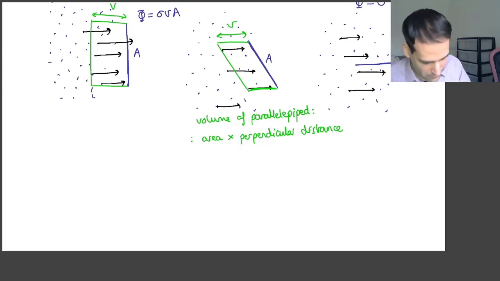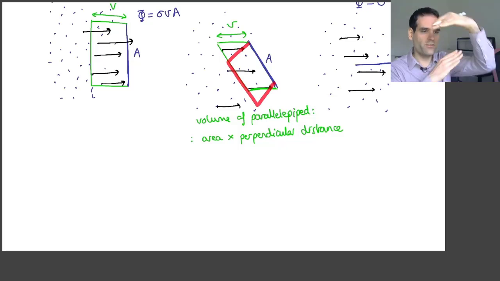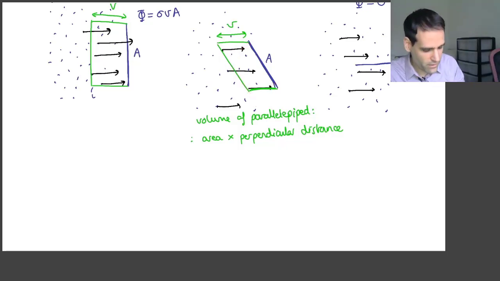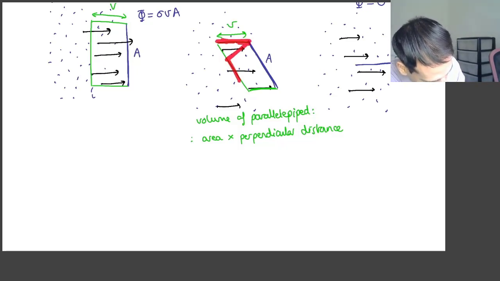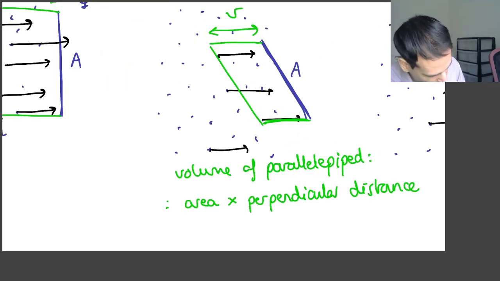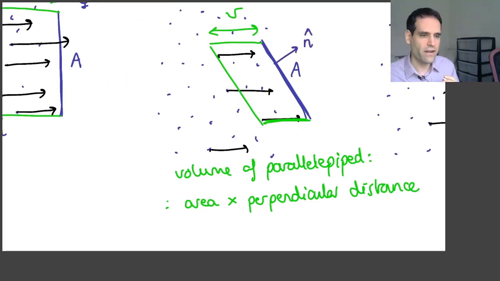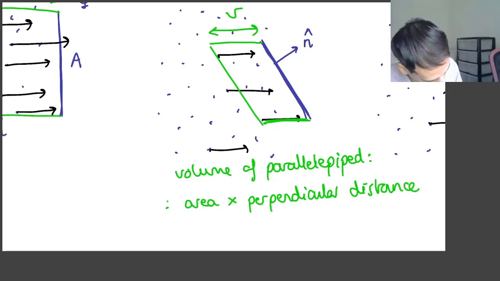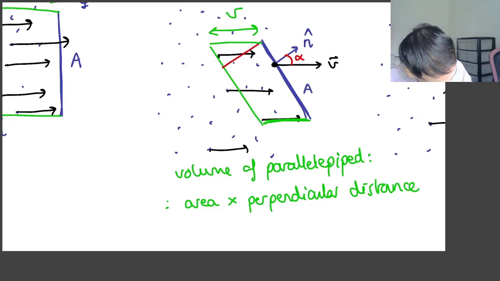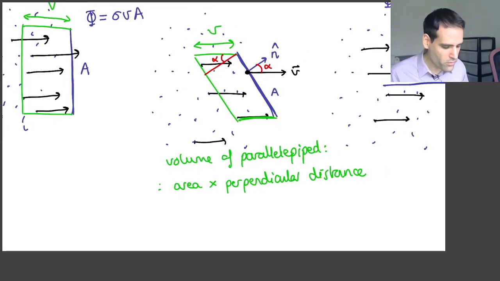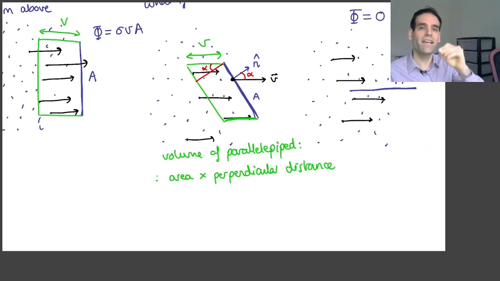In other words, the volume of the parallelepiped is equal to the area A, but now multiplied not by V, but by this distance here, which is perpendicular to the area. It's as if we got this box and tilted it to form the parallelepiped; the volume is still constant. So we have to account for that projection of V into this direction. We can define a unit vector, n hat, which is perpendicular to the area. This unit vector has a certain angle with respect to the speed of the molecules. Let's call this angle alpha. This angle alpha is the same angle that appears here. So the volume of this parallelepiped will be A times V times the cosine of alpha.